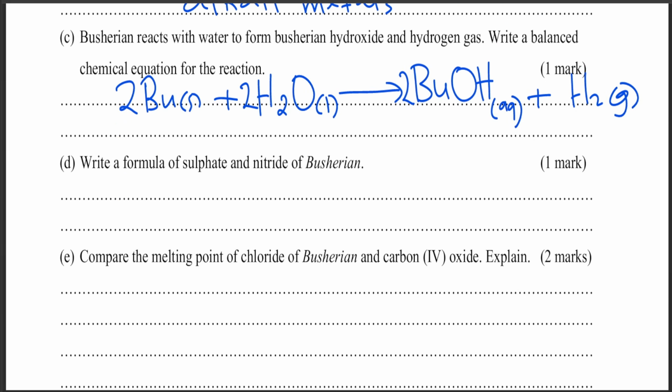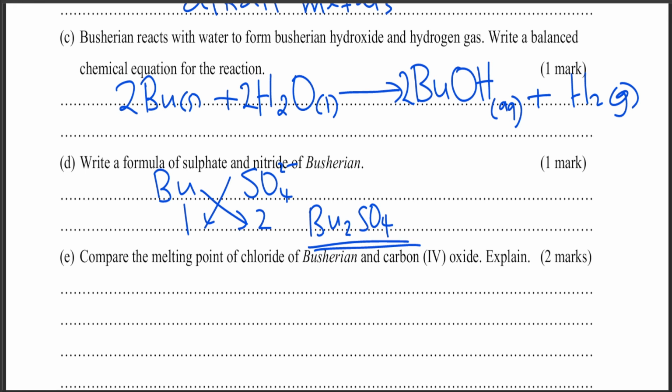Reaction. Write the formula of sulfate and nitride of Busherian. So Busherian kuna sulfate. So sulfate yake. Sulfate is a radical of 2 minus. Busherian iko na valence ya 1, sulfate iko na valence ya 2. So Busherian itachukua 2 and the sulfate will take the 1. So it's going to be written this way.